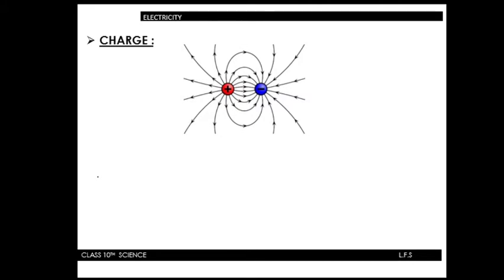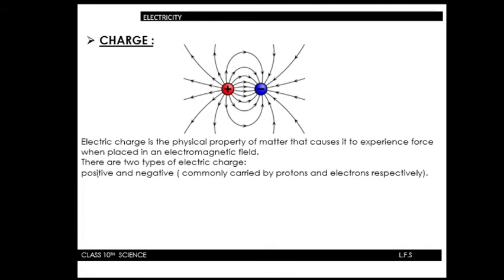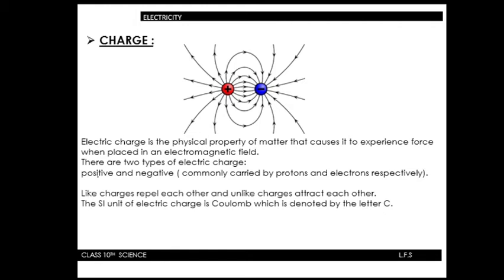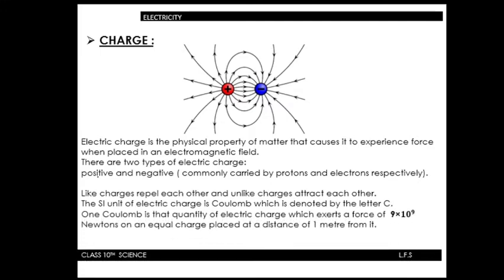What is a charge? Electric charge is a physical property of matter that causes it to experience force when placed in an electromagnetic field. There are two types of charges, that is positive charge and negative charge. Positive charge is due to the flow of protons and negative charge is due to the flow of electrons. As we know, like charges repel each other and unlike charges attract each other. The SI unit of charge is coulomb, which is denoted by the letter C.